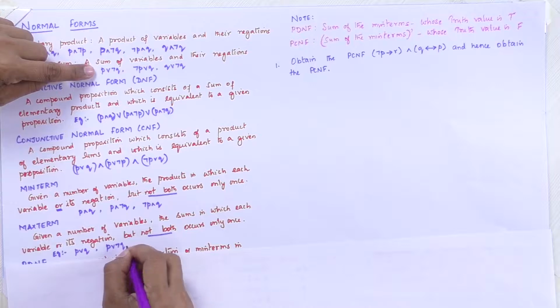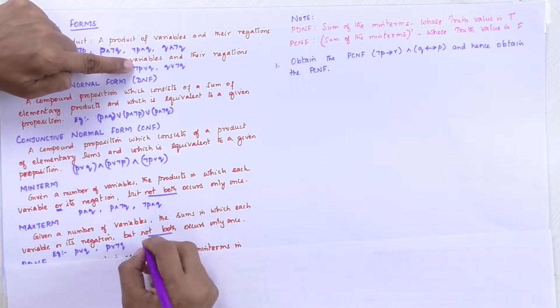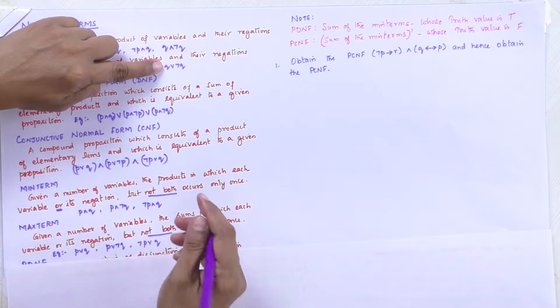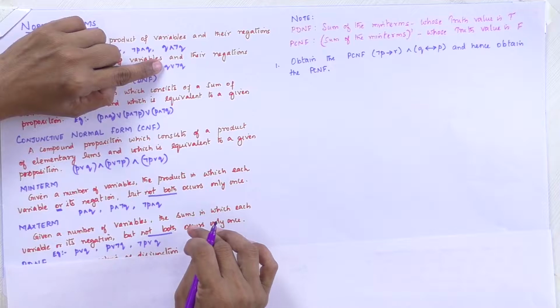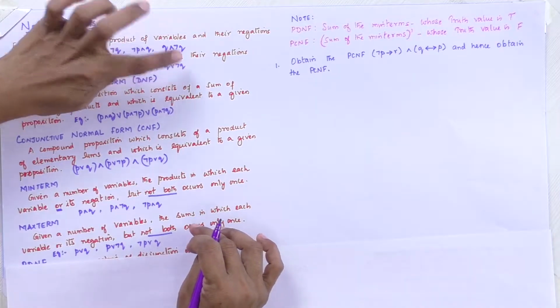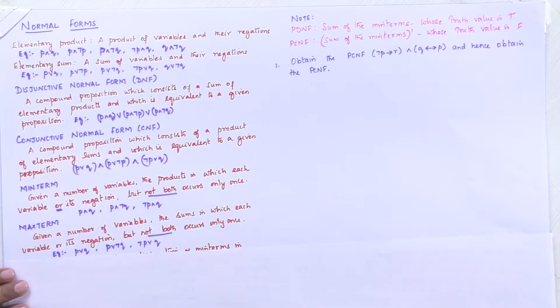P or negation Q is permitted. This is also permitted, negation P or Q. But Q or negation Q is not permitted, since this contradicts the definition of the maxterm. Right? So now you have understood these four terminologies.